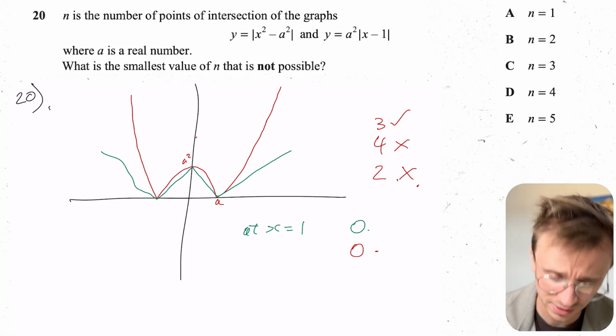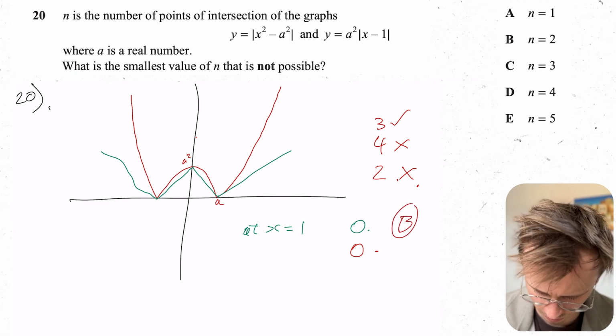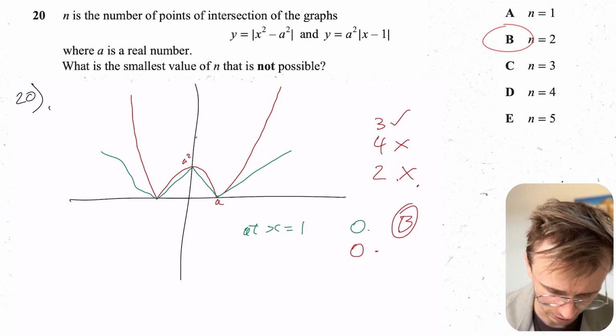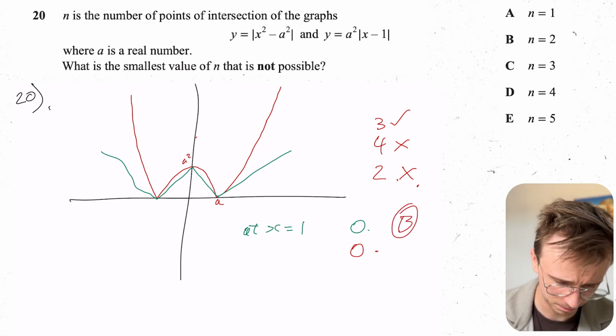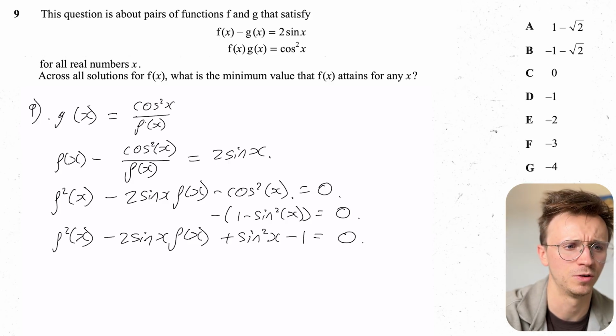I'm not sure. My guess is 2. But I'm not sure. I could get 1. Right, so now we need to go back to the start. Didn't finish 9. 9 was the first one. Okay, let's go back to 9.